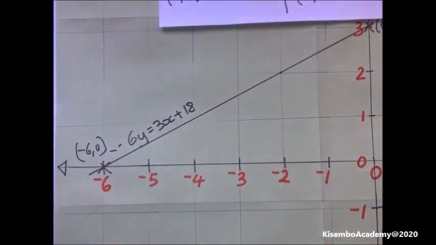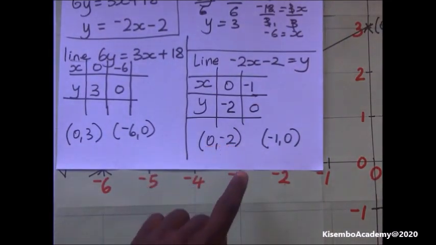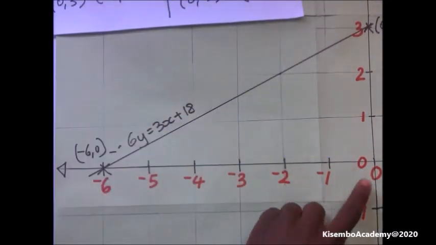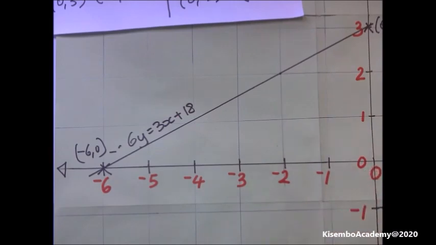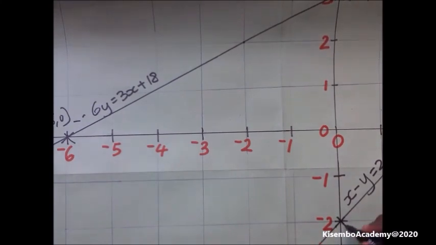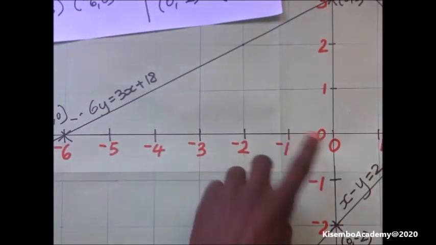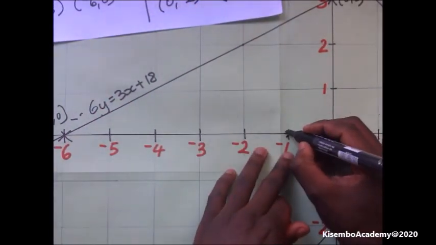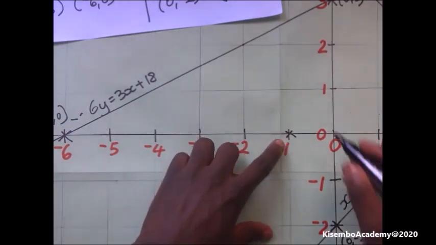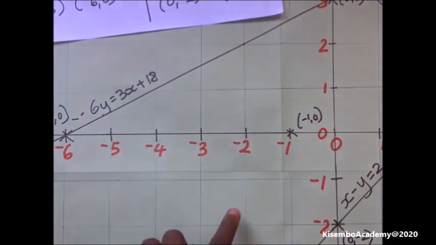So let's go ahead and draw the other line. We'll begin with (0, -2), which is down here. (0, -2) is right there. Then we have (-1, 0). (-1, 0) is right there. So when we connect these two points, this is what we have.